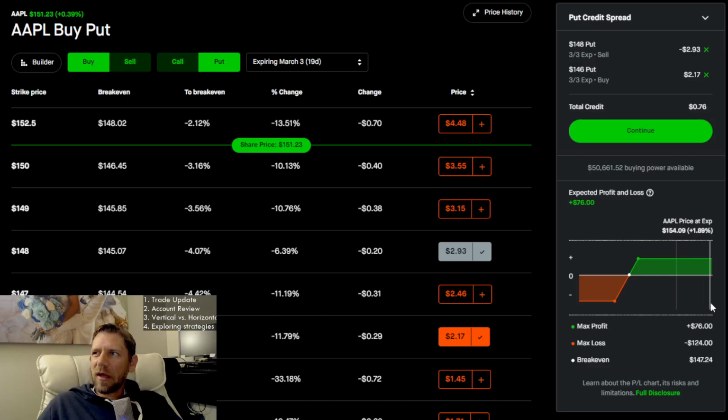So Apple could be like 190. Apple could be $1,000 per share. I'm still going to get the $76 as long as it's over 148. So it gives me kind of like that lower boundary line to get my profits early, but then look at this huge loss that I could get. I could get stuck with a $124 loss at 146 or under, and these are very sharp edges. It doesn't give me like the precision I want, right?